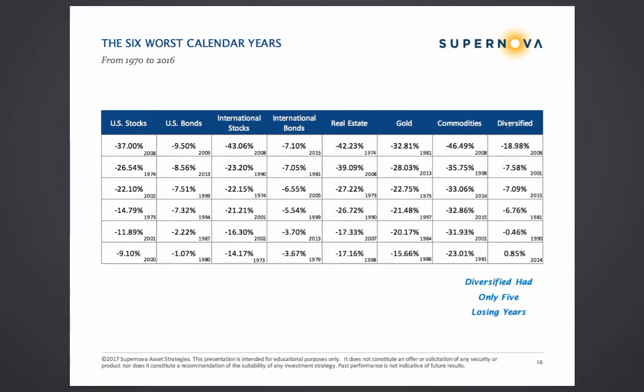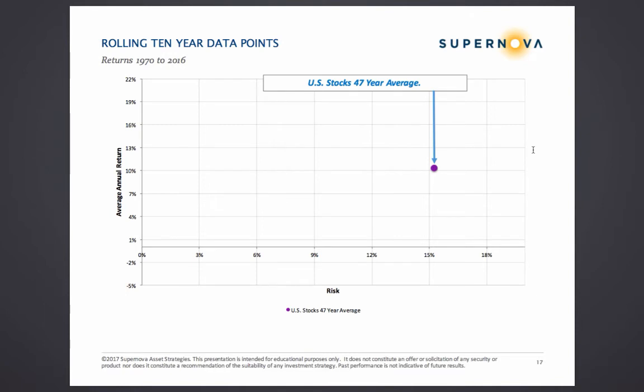That diversified portfolio would have had only 5 losing years since 1970. Only one of those years was worse than 8% in a calendar year. Diversification is very robust. Now we showed you a 47-year chart, but we don't think that the next 47 years will look like the past 47 years.